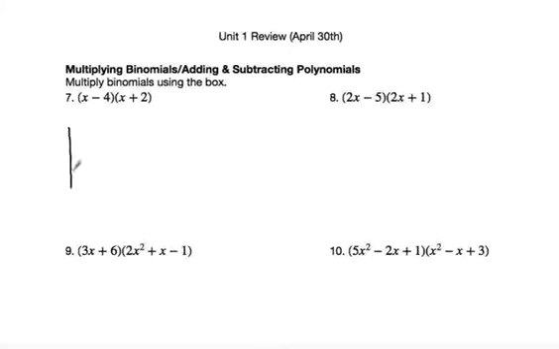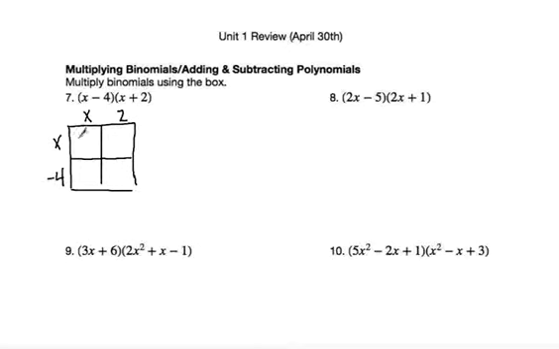So we're going to start by drawing our box. You may do this by distributing each of the terms in the first set of parentheses to each of the terms in the second set of parentheses. It's exactly the same process, just drawing the box makes it easier to organize. We're going to start with x and negative 4. The second set of parentheses had an x and a 2.